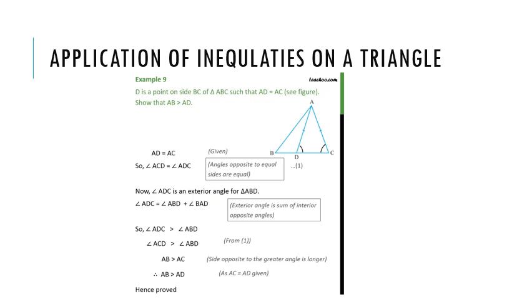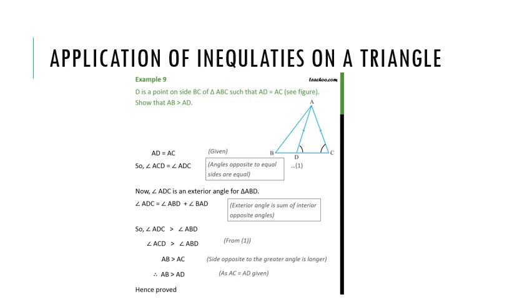I have taken one example, example number 9 from NCERT. So what's the example about? It is saying that D is a point on BC of a triangle ABC such that AD is equal to AC, which is given and marked in the figure. You have to show that AB is greater than AD. So let's see how to prove it. AD is equal to AC. Angle ACD is equal to angle ADC because of the isosceles property.